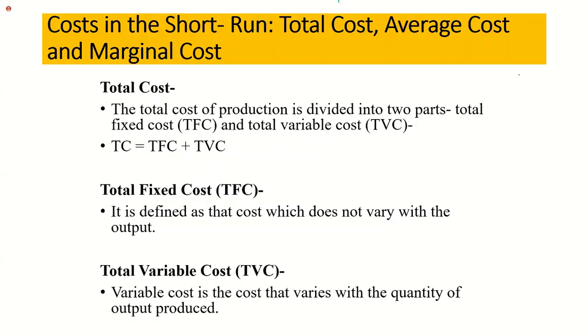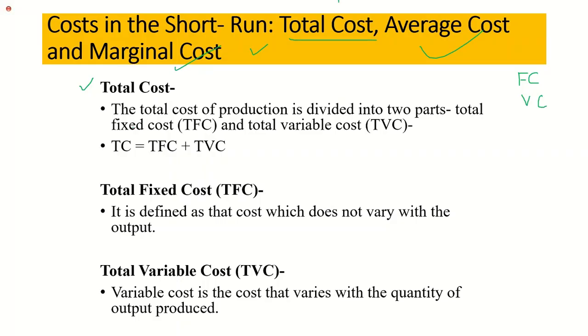Fixed costs and variable costs. Now we're going to derive three types of relationships: total cost, average cost, and marginal cost. So let's take the total cost first.